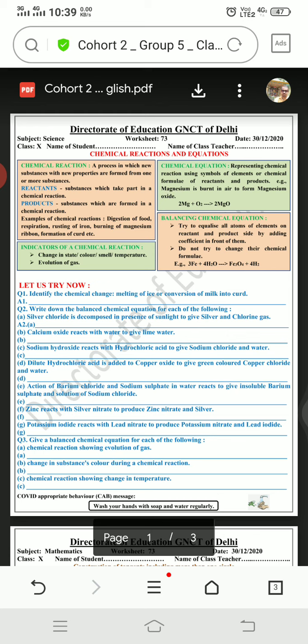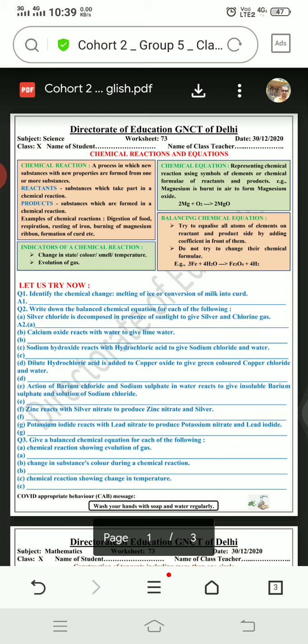Melting of ice means water is in solid form when it is ice, and it is melting to the liquid. So there is no chemical change taking place, only a state change. The state of water is changing from solid to liquid, but there is no change in the chemical composition of water. But during conversion of milk into curd, there is a chemical change taking place.